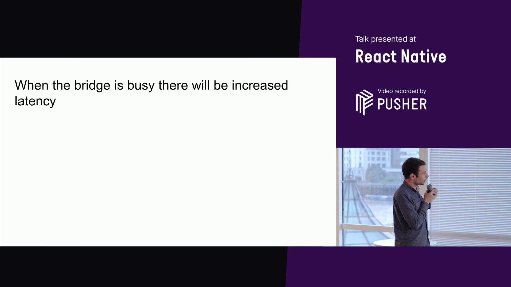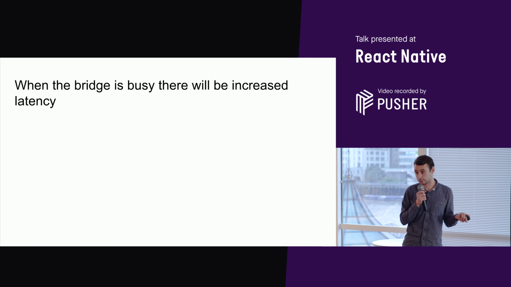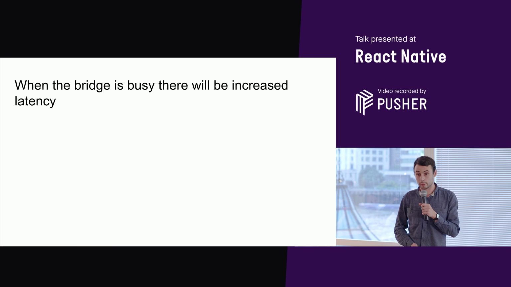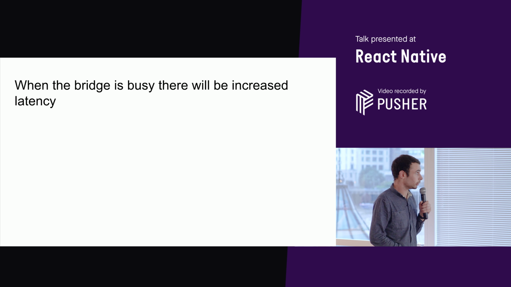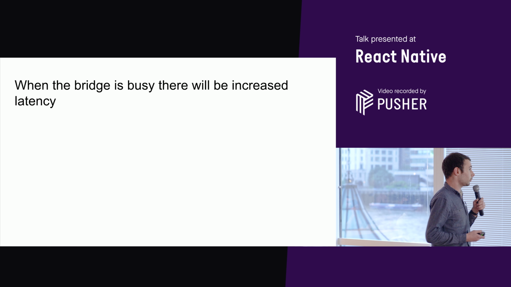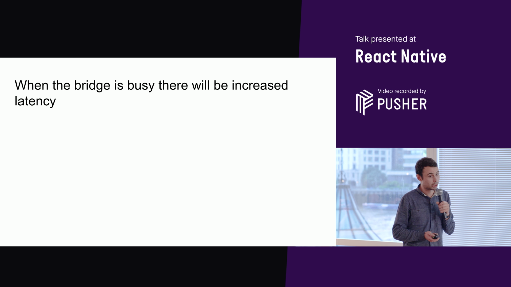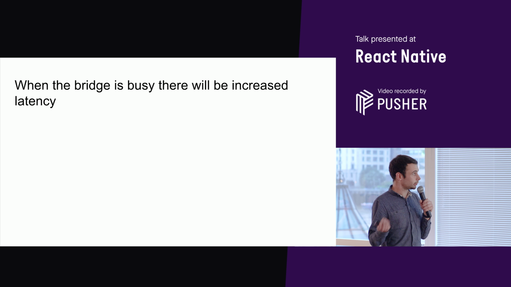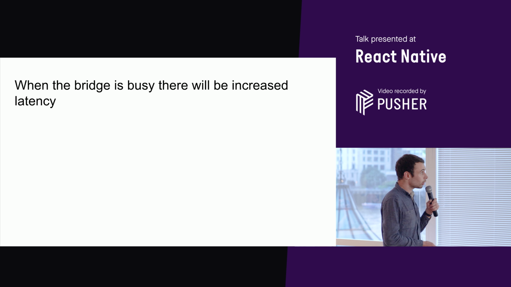And then when the bridge is busy, there will be increased latency with your JavaScript. As soon as you build a large React Native app, the bridge will get a little bit busy. We know from experience, our bridge does get busy. You have to optimize it and minimize the amount of communication, and also the amount of data that you're sending over. It's pretty important because everything's getting JSON encoded and then JSON parsed.